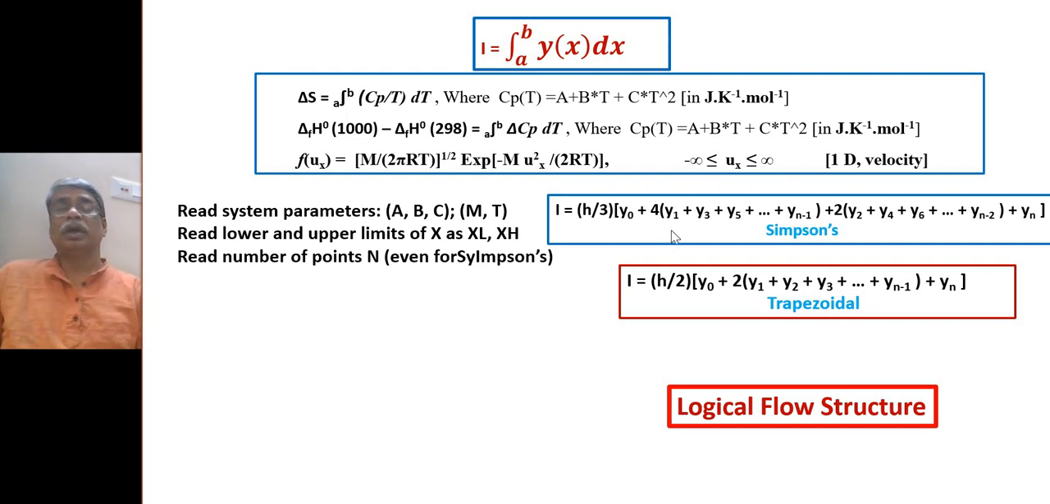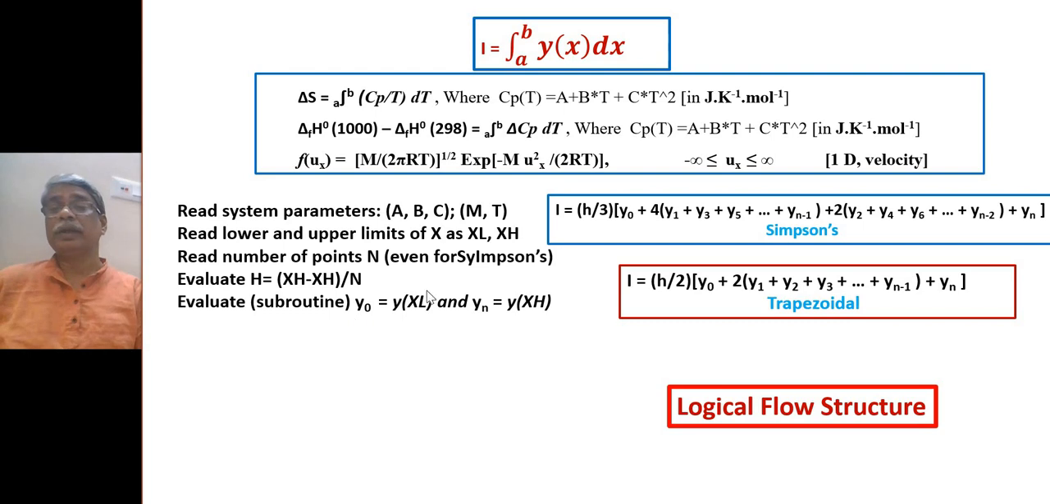As you see, this y1, y2, y3, y5. So how many points you are using actually? That is something you can play with, and then after getting the higher and lower limit, you can evaluate the interval h, that means higher value minus lower value divided by the number of points. And then you see in both the formulas you need y0 and yn, right?